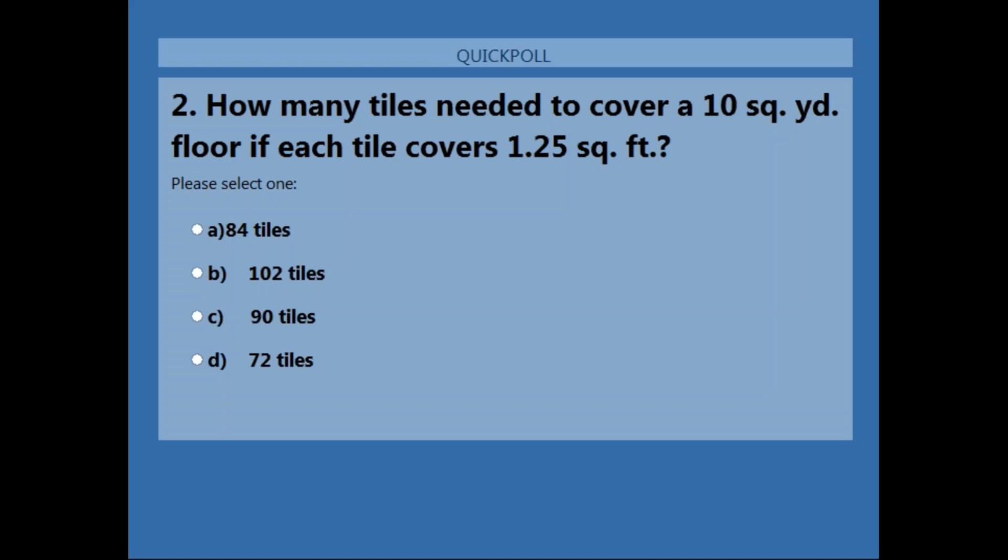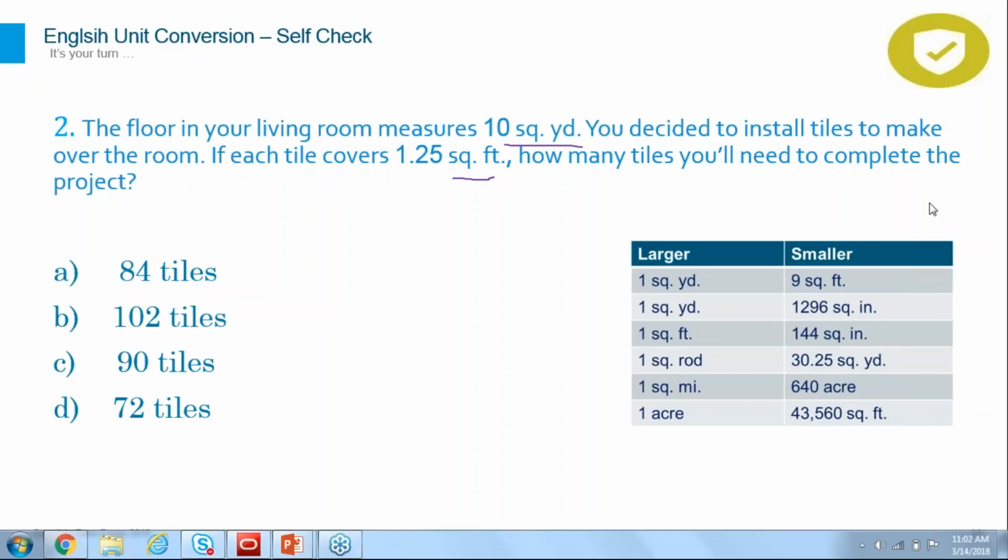Okay, let's do the question together then and see what the answer is. So again, to that question, the floor is 10 square yards. Each tile is 1.25 square feet. Now, there's two ways to do that problem. Either you change the 1.25 feet to square yards and then divide 10 over that number of square yards. That will give you the number of tiles. This is not the method I prefer.